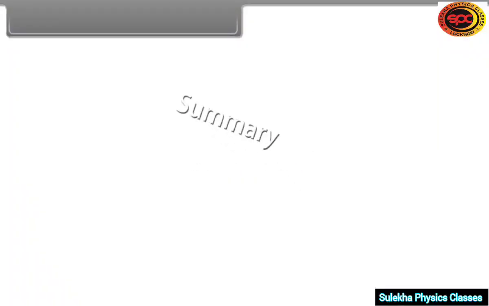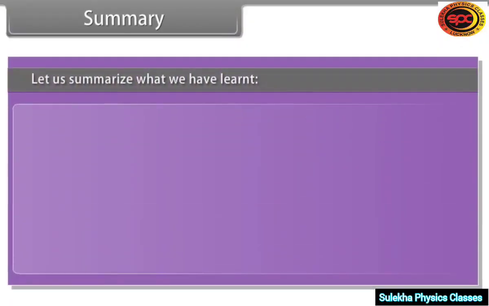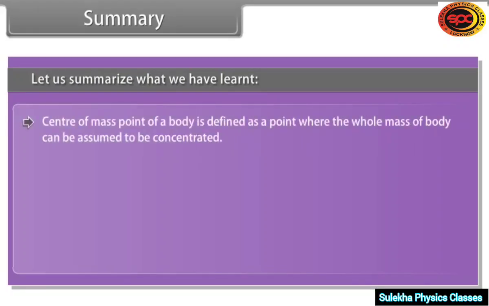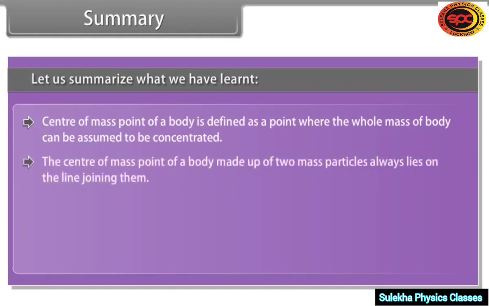Summary. Let us summarize what we have learnt. Center of mass point of a body is defined as a point where the whole mass of body can be assumed to be concentrated. The center of mass point of a body made up of two mass particles always lies on the line joining them.